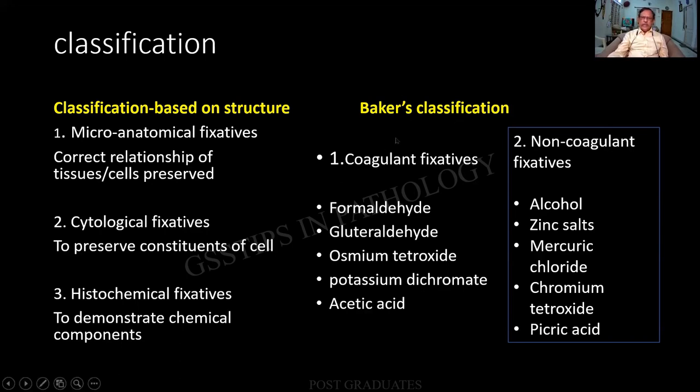Baker, on the contrary, has divided the fixatives into coagulant fixatives and non-coagulant fixatives. Coagulant fixatives are all the aldehydes, formaldehyde and glutaraldehyde, or the oxides, osmium tetroxide, dichromate, acetic acid. These are all the coagulant fixatives. Non-coagulant means it can be alcohol, zinc salts, mercury, chromium, and picric acid. These fixatives I shall be coming to in the next class so that you will know their applications.